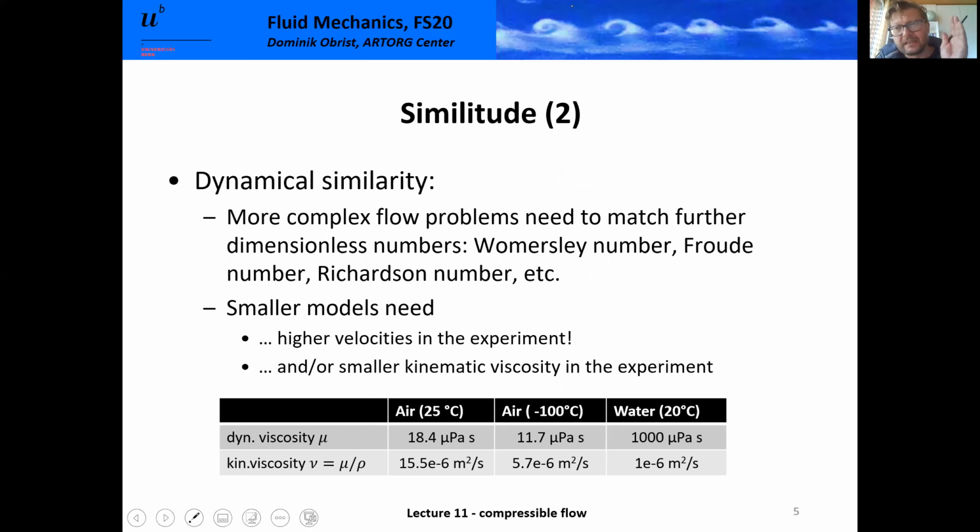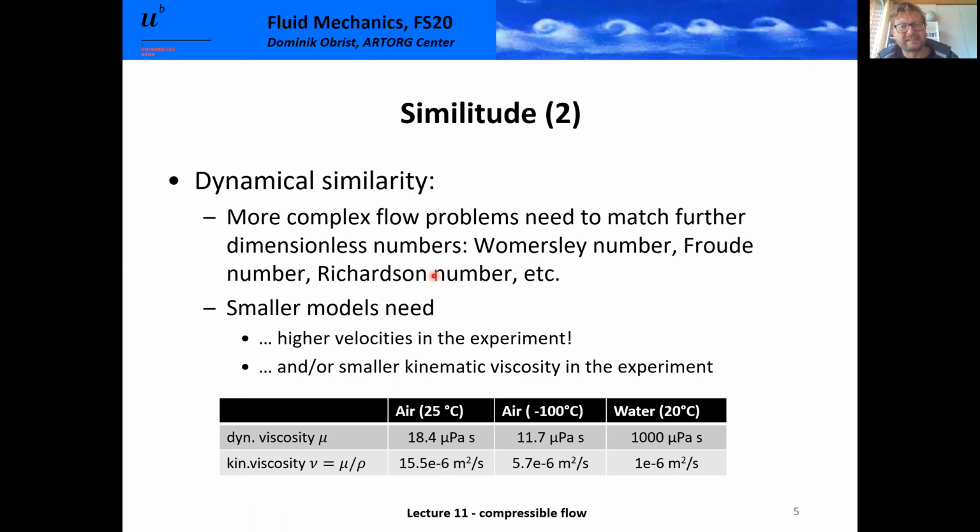Of course, a Reynolds number is only one story. It's the story if we don't have any inherent timescales, if we're not dealing with gravity forces, if we're not dealing with particles, if we're not dealing with diffusion. For all these effects, there are other non-dimensional numbers, Womersley number, Froude number, Richardson number, Prandtl number, you name it. These are all other numbers that have or have not to be matched depending on the complexity of the problem you want to study.